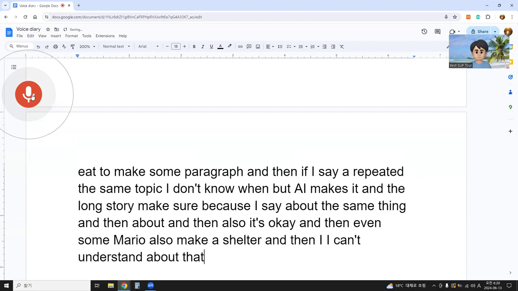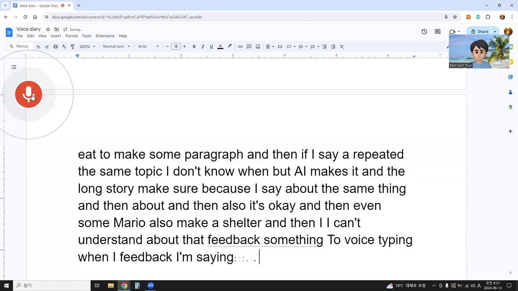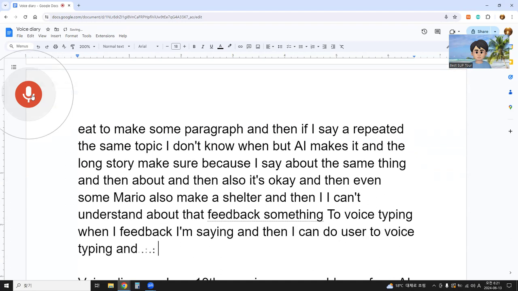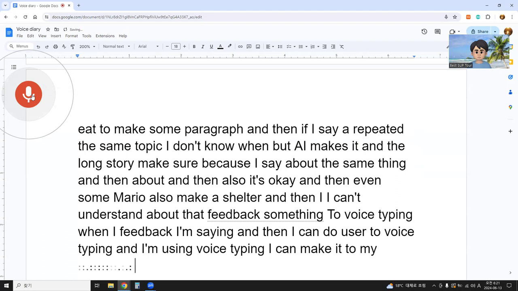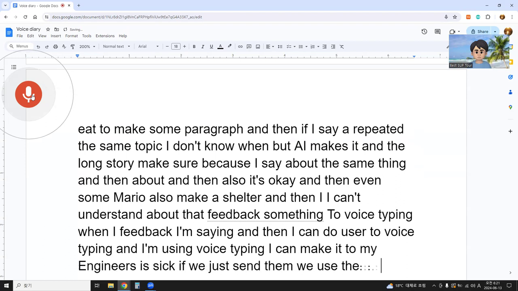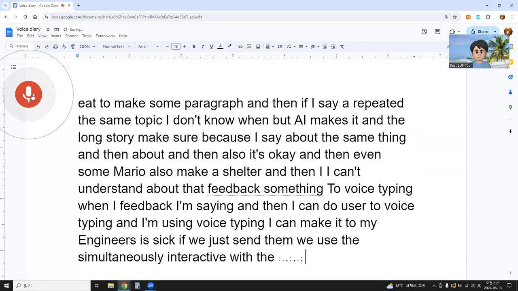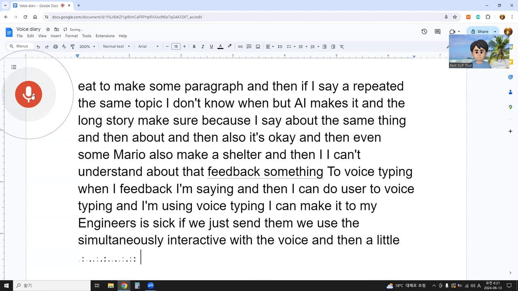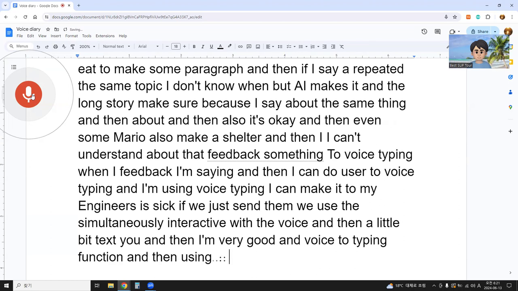I think I actually use these voice typing skills when I do research. When I give feedback, I can use voice typing, and using voice typing I can make my prompt engineering. We are simultaneously interactive with the voice and the digital text, and it is very good. This is the Google voice typing function.